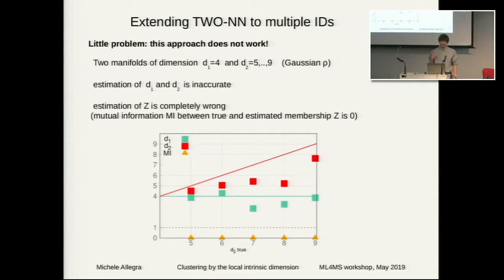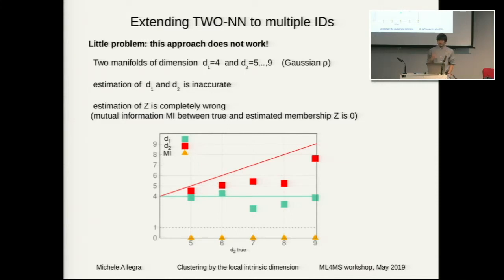So in the example that I show, we were trying to apply this in a situation where we had several data sets with two manifolds. The dimension of the first manifold was fixed at 4, and the dimension of the second was varying. And we were trying to see whether we were able to find this structure and correctly estimate the dimensions. From the plot, you can see that we could not. So essentially, in this kind of scheme, we were not able to correctly estimate the dimensions.